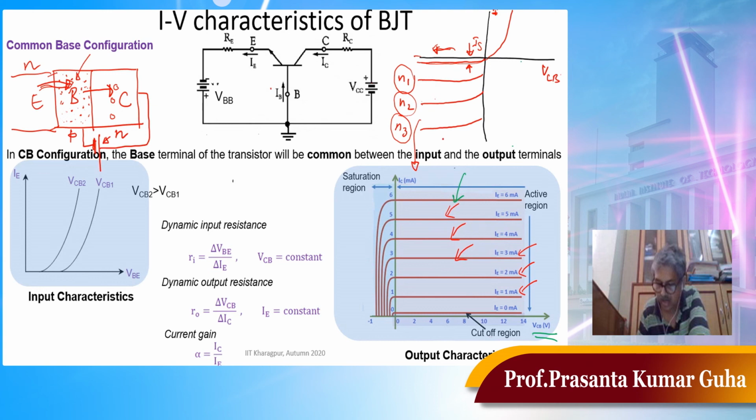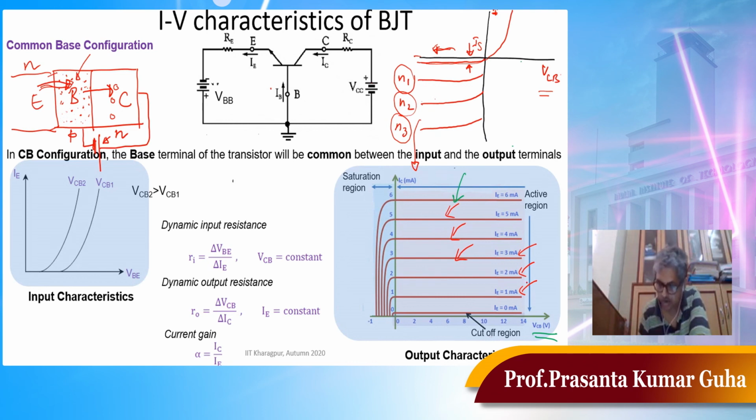And this current, which is basically the reverse bias diode current, obviously doesn't depend on the reverse bias you are applying, right? So IC is independent of VCB. It only depends on IE. The larger the IE, the larger will be the IC, right? I think this part, the active region, is now clear to you.